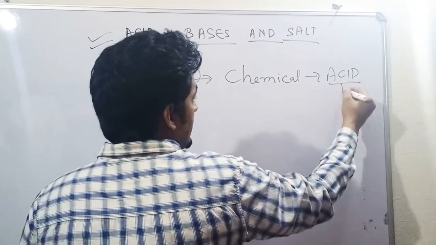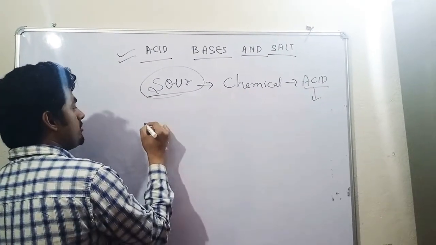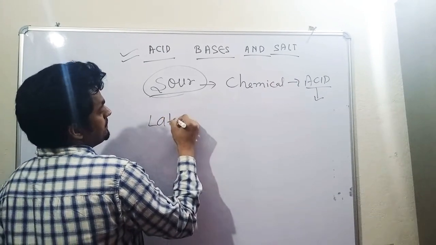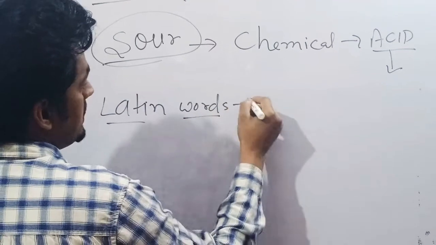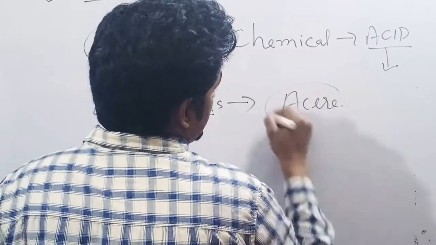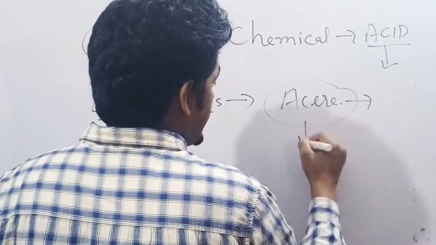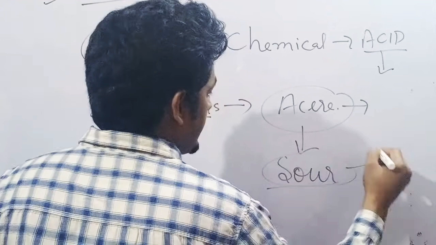As we all know, from where does the word acid come? That acid word comes from a Latin word, acida. And what does it mean? इसका मीनिंग क्या होता है? It means sour. इसका मतलब होता है खट्टा.